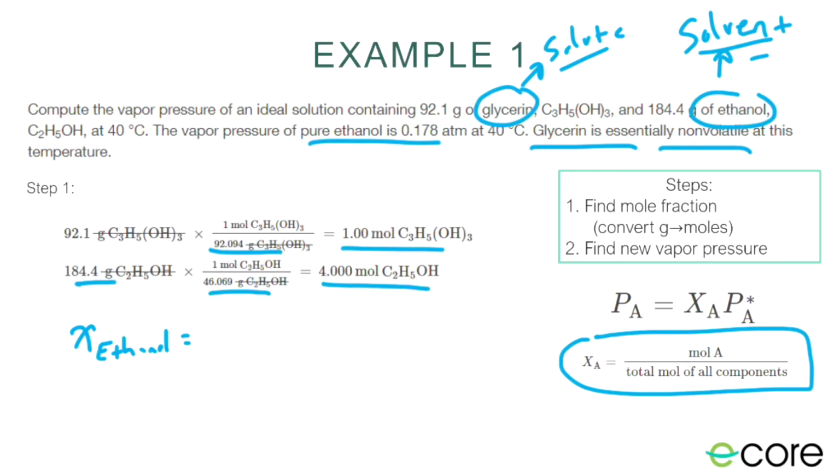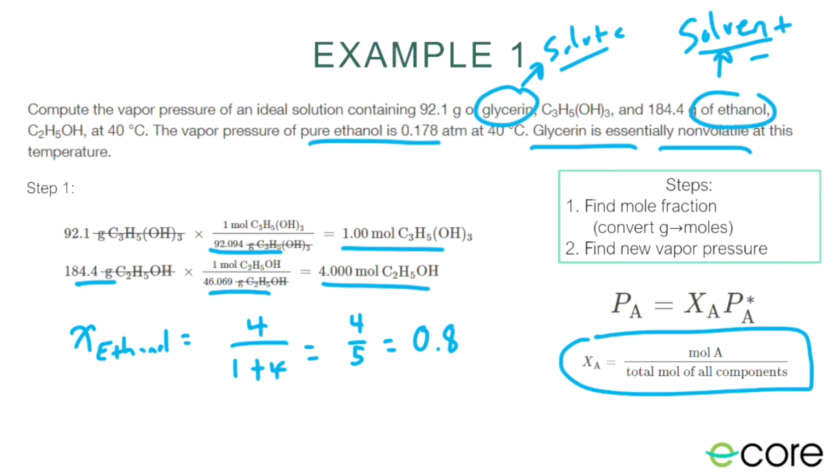So the mole fraction of ethanol is going to put the moles of ethanol up top, which we know is 4. And then we're going to have the moles of everything all together on the bottom, which is 1 mole of glycerol plus 4 moles of ethanol. So that's going to give us 4 over 5 or 0.8. Okay, so that's 0.8.